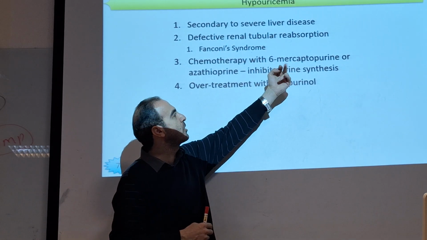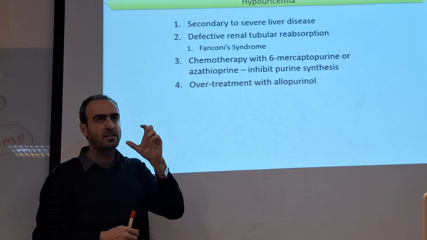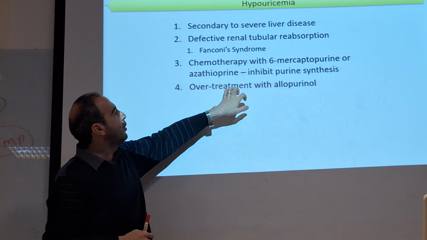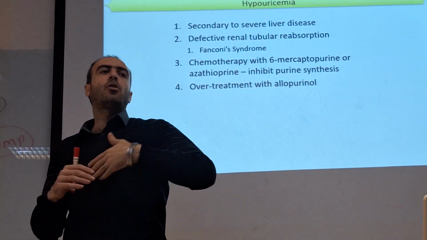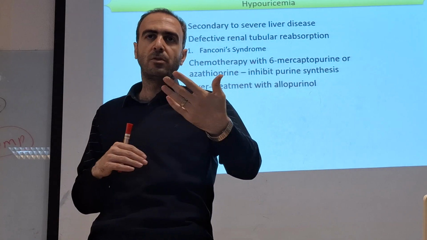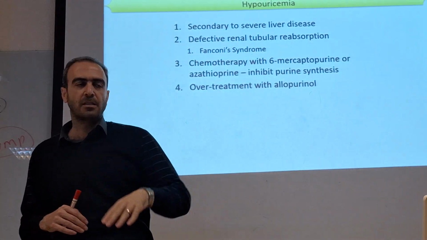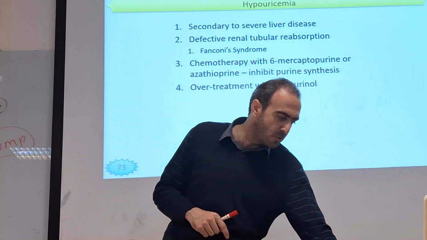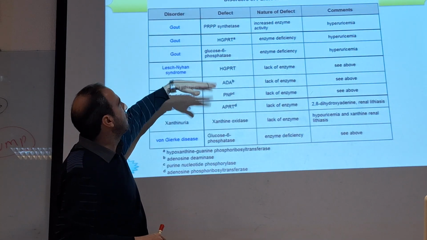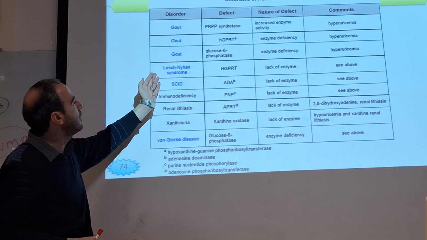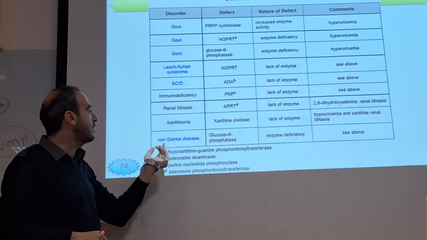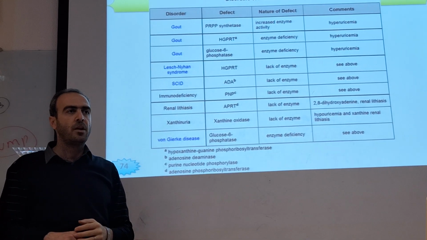Chemotherapy with 6-mercaptopurine is actually an exception. And then treatment with allopurinol: if you use an allopurinol overdose, actually a high dose, it also decreases uric acid too much and leads to hypouricemia. This is the table of disorders related to purine metabolism: gout, Lesch-Nyhan, SCID immunodeficiency, and Von Gierke.